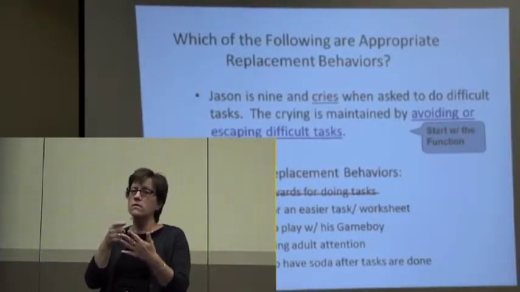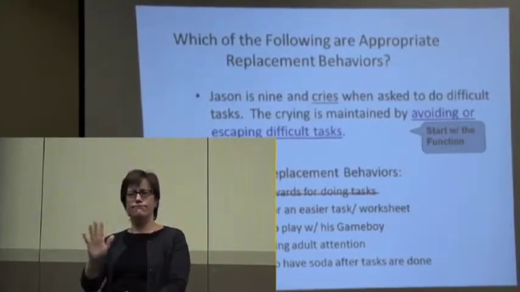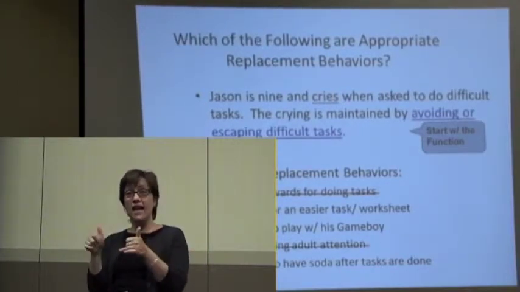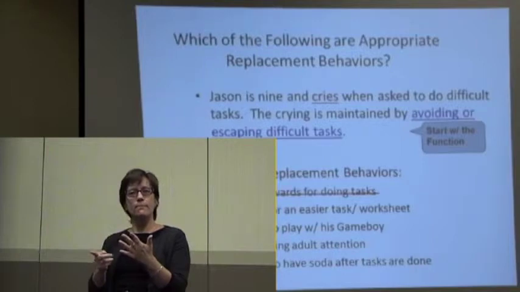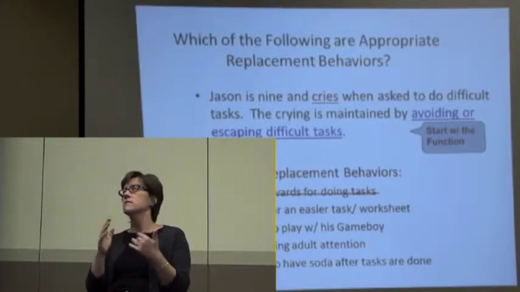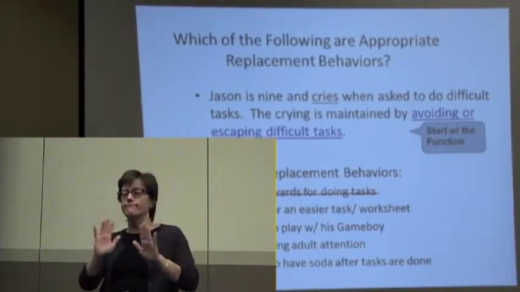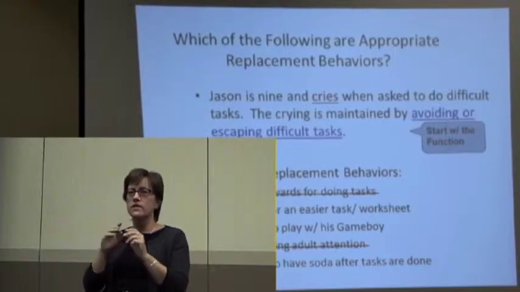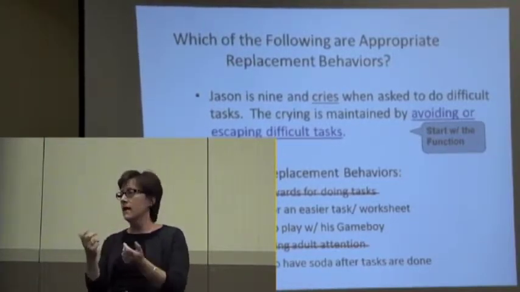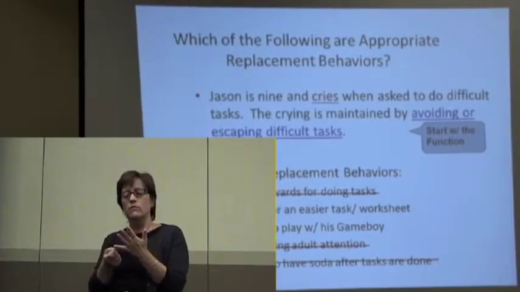We've got to apply our other rules too. Asking to play with his Game Boy. Does that work? Well, he kind of gets out of the task if he does Game Boy, right? Well, actually, we'll keep that one on there because we have two other rules, right? We have the function, right? And then we have the 2 other rules. But we're going to talk about the function first. Requesting adult attention, well, we know that one's wrong because he wants to avoid, so we've got to teach him how to avoid. Asking to have a soda after tasks are done. Everybody would like a soda, but really that's what's most important to him is escaping, so we're going to get rid of that.